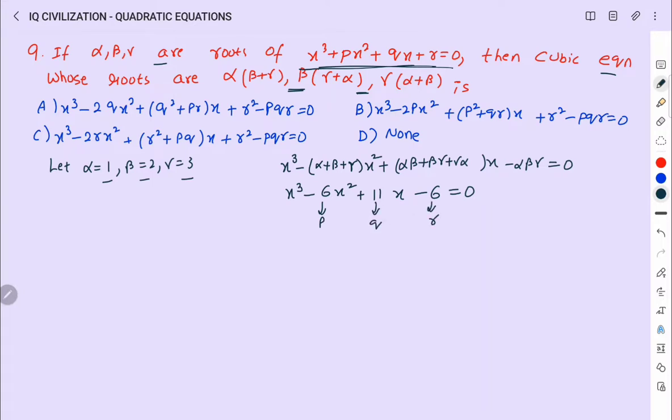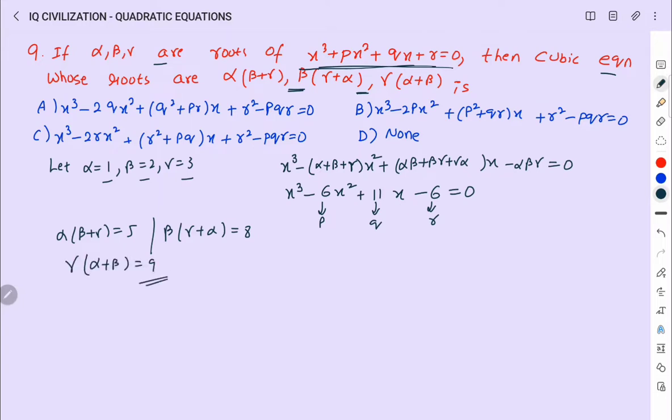Now we need the roots alpha into (beta plus gamma), beta into (gamma plus alpha), gamma into (alpha plus beta), these are the roots, right? So alpha into (beta plus gamma) is 5, okay, beta into (gamma plus alpha) is 8, and gamma into (alpha plus beta) equals 9.